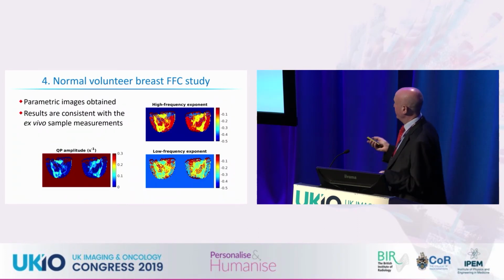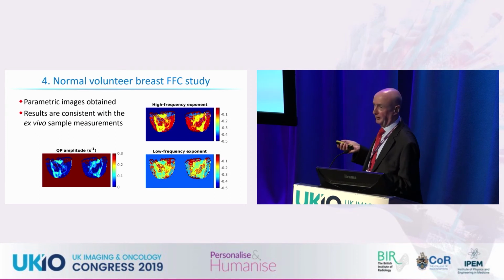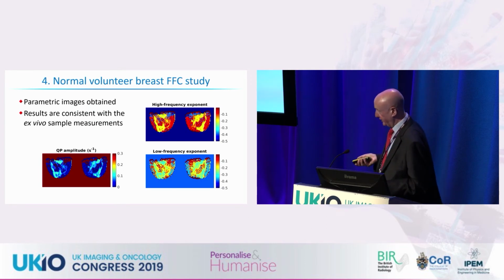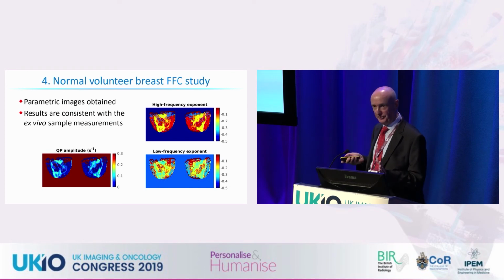And indeed, we can analyze those images to form parametric images, associated with the shapes of the relaxation curves. So this is still in normal volunteers, so we're not seeing any pathology here. But this parametric image shows the high frequency slope component. This is the low frequency slope component. And this is the quadrupolar peak amplitude from the bumps in the curves. So again, this is a precursor to clinical studies.